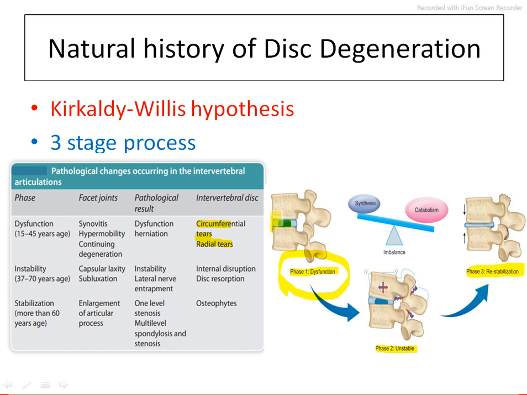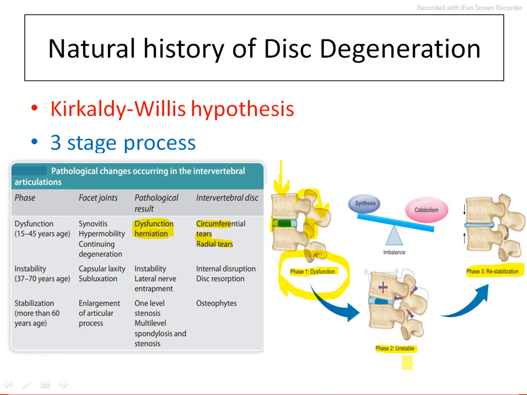Since I already told, most of the weight transmission is done from the anterior segment, but when different dysfunction pathology takes place, then the force is transmitted to the posterior segment, and because of this we can see synovitis and hypermobility of the facet joint. And in young age, especially between 35 to 55 years of age, there can be dysfunction and herniation of the intervertebral discs.